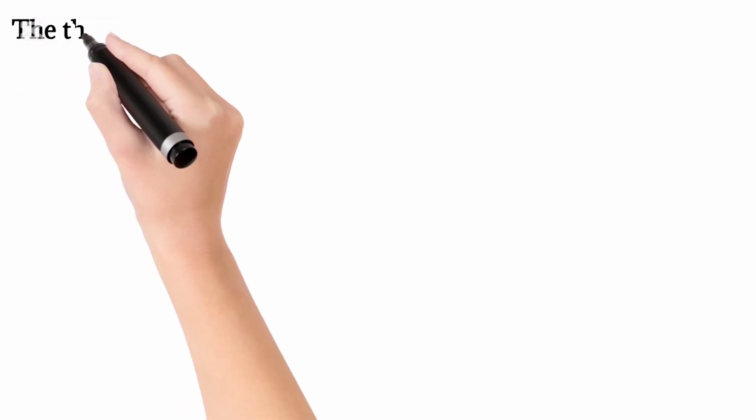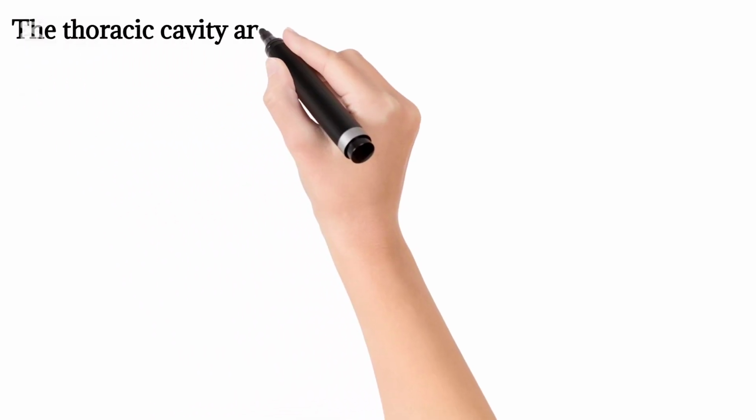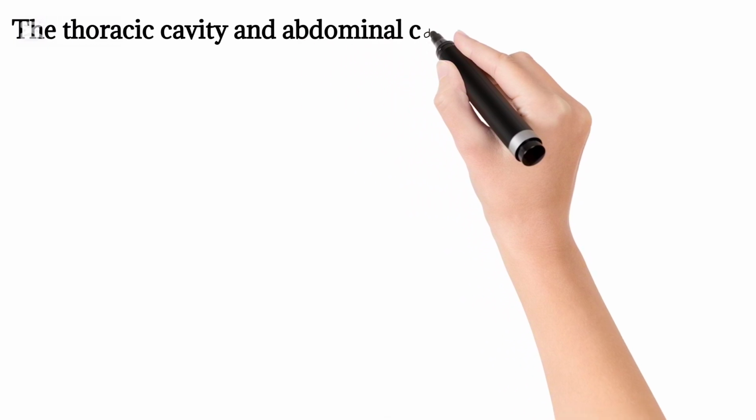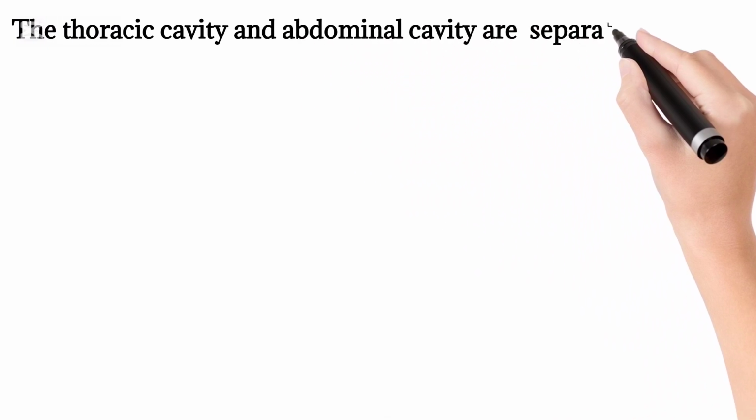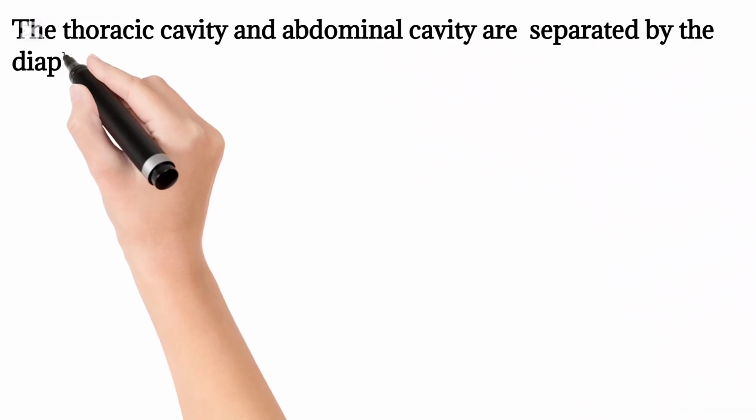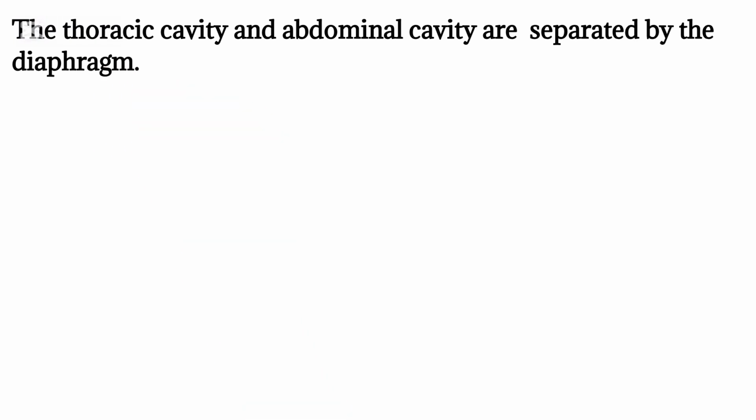The thoracic cavity and the abdominal cavity are separated by the diaphragm. The diaphragm plays a major role in the mechanism of breathing, so keep that one in mind.